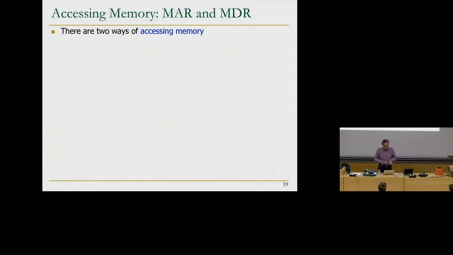So there are two ways of accessing memory. We'll now go into a little bit of detail in terms of how you access memory. You can read from memory, which is also called loading, and you can write to memory, which is also called storing. And we've seen how to read and write in the circuitry of the memory earlier, right? Now we're thinking from the programmer's perspective a little bit.